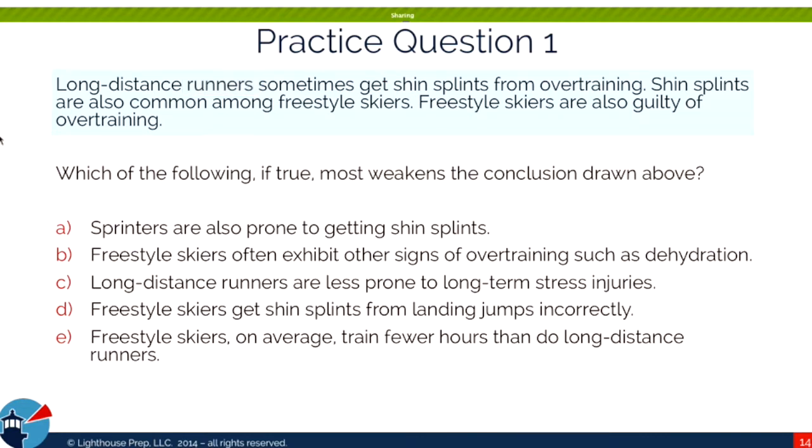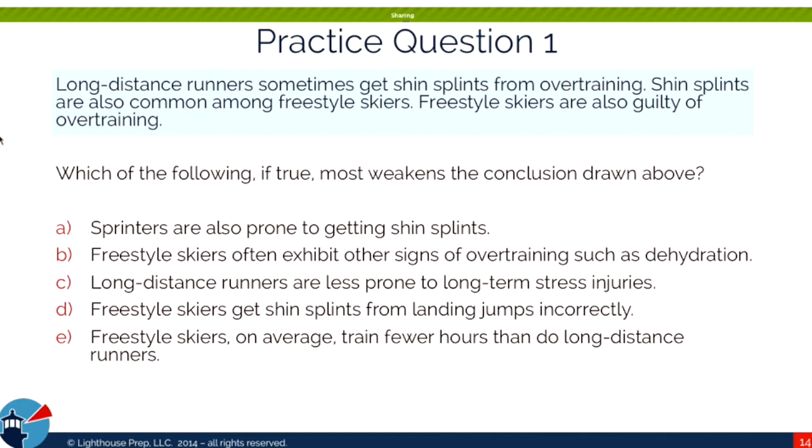Okay, so looking at the passage: long distance runners sometimes get shin splints from overtraining. Shin splints are also common among freestyle skiers. Freestyle skiers are also guilty of overtraining. So in critical reasoning passages and even reading comprehension passages on the GMAT, you get a lot of wasted fluff words that don't really add a lot of value to what you're trying to distill the argument down to. So here I'm going to go over first and just simplify the sentences.